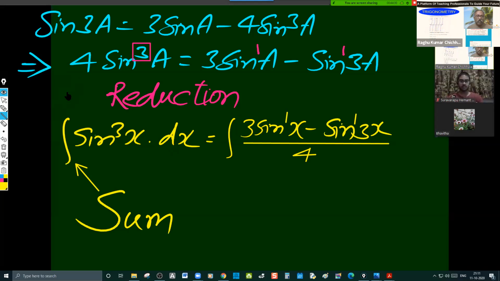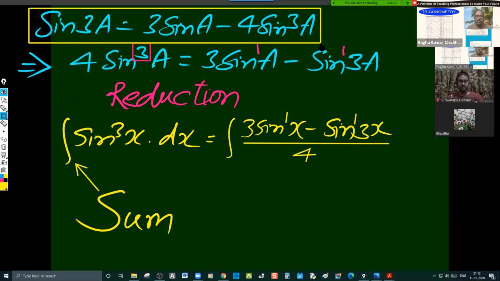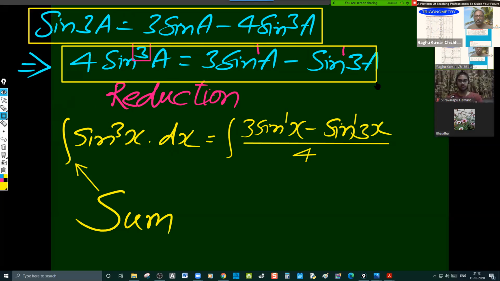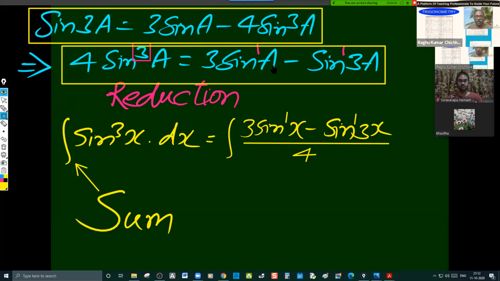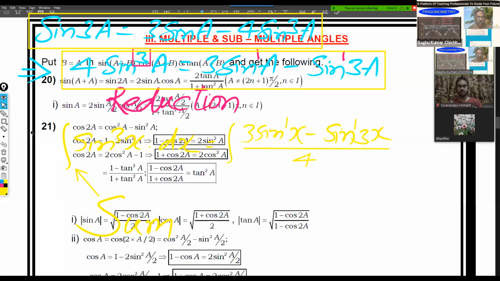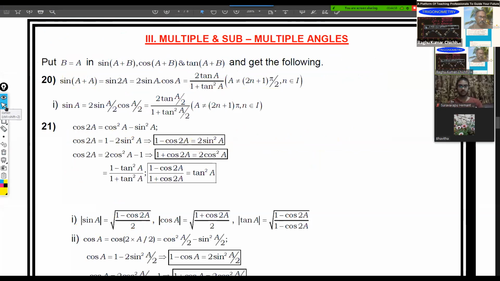Understand that. So for sine 3A, not only remembering the formula, Bhavita, you have to remember the reduction also. 4 sine cube A is equal to 3 sine A minus sine 3A. Whenever you come across 4 sine cube A, you can write it as 3 sine A minus sine 3A. That is the reason why in the formula list also I mentioned that clearly. Let me show you that so that you will have more clarity.